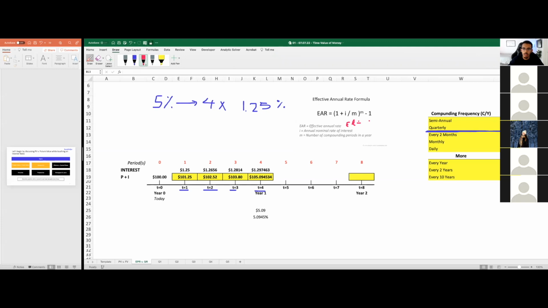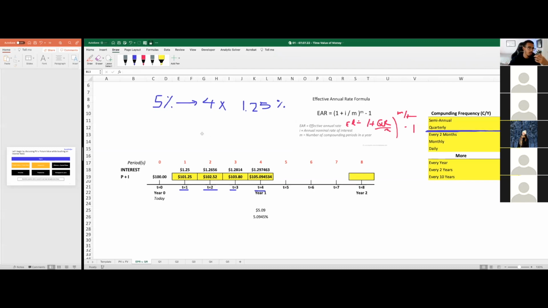If not, it looks something like: EAR is equal to (1 plus quoted rate over M) to the power of M over F, minus 1. But what we just did right here is we used our intuition to work out what it means to actually find an effective periodic rate, or find a relationship between a quoted rate and the effective periodic rate.